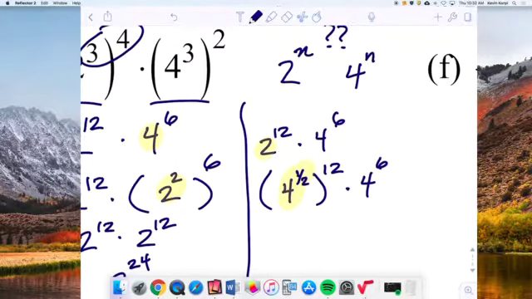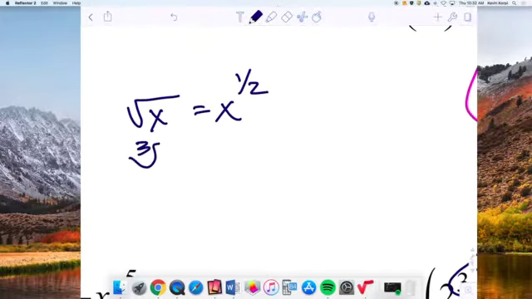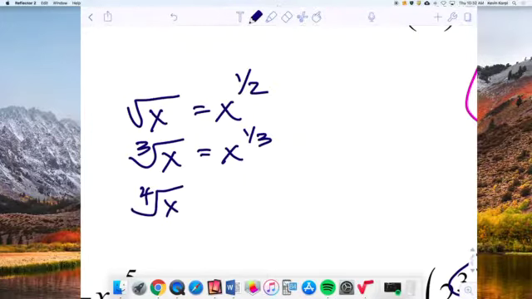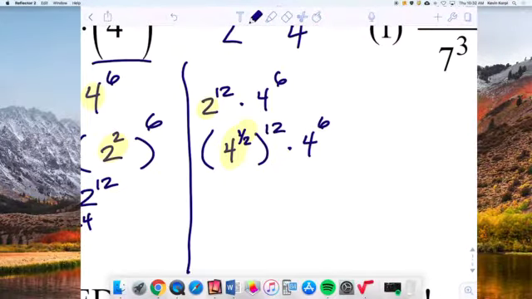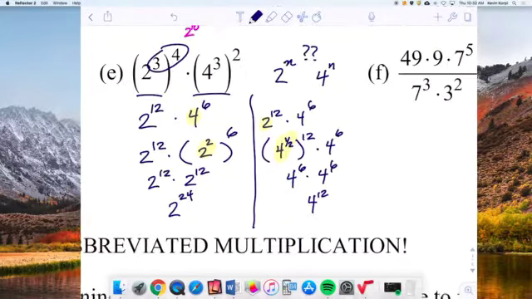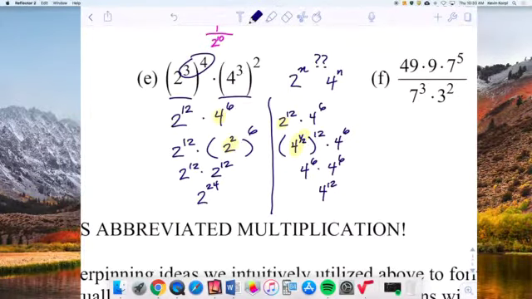We haven't talked about fractional exponents here, but 4 to the 1/2 is the same as 2 because, let me come over here and find some room, the square root of x is the same as x to the 1/2. The cube root of x is the same as x to the 1/3. The fourth root of x is the same as x to the 1/4, so on and so forth. Okay? So 4 to the 1/2 is the same as the square root of 4. And so now you get 4 to the 1/2 times 12 is 6, and you end up with 4 to the 12th. And so those are equivalent. So it can be done. But it's easier to write it in terms of base 2.